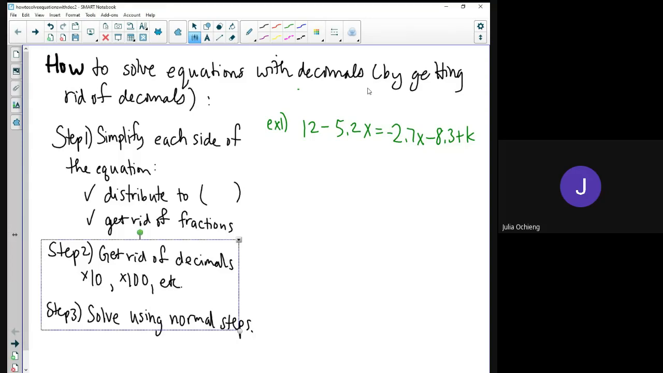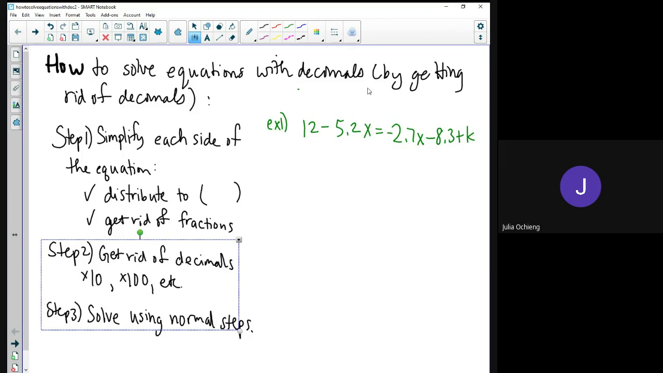So this video is to help you solve equations with decimals by getting rid of the decimals. It is not the only way to do this, but it is one good way to do it if you are uncomfortable with decimals. And we'll do a good job of solving the equation as long as the decimals are gone and you are not getting confused by them.